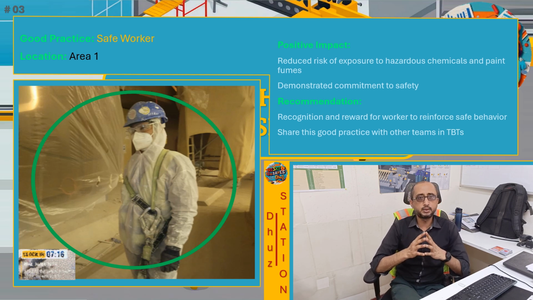Recommendations: reward and recognition for the worker for the reinforcement of this positive behavior. Also, share this practice with other teams via TBT to motivate them as well.